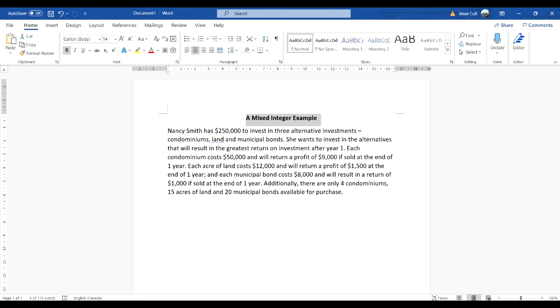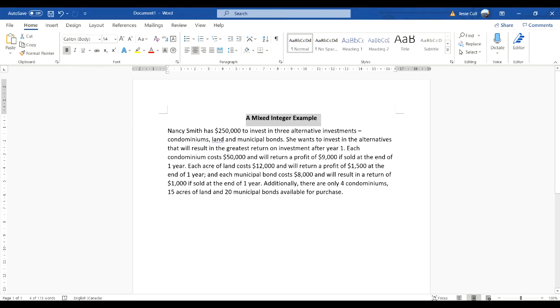In that scenario, it seems very clear that condominiums are the best choice. But we do have additional constraints. There are only 4 condominiums, 15 acres of land, and 20 municipal bonds. This is clearly too difficult to figure out by trial and error. So we're going to do what we always do, and we're going to look at linear programming. So let's review our question and highlight the key information.